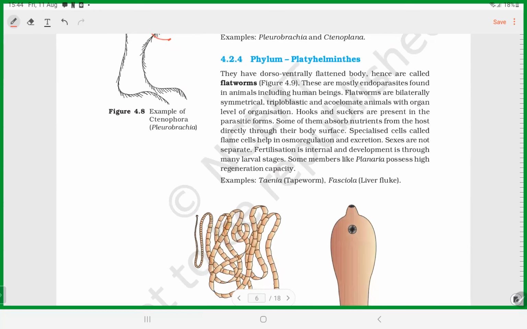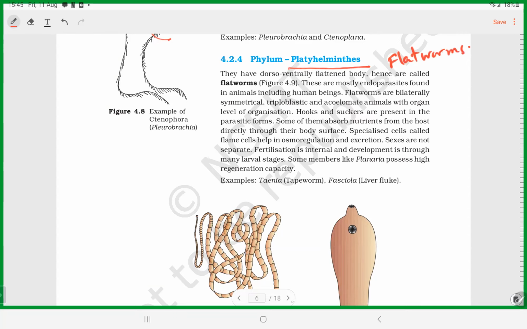Now the next three things, hope you are all listening. The next three phyla are about the helminths. All three are about the helminths, and you can do a kind of comparative study to understand them. First, platyhelminths are also called what? Flatworms.